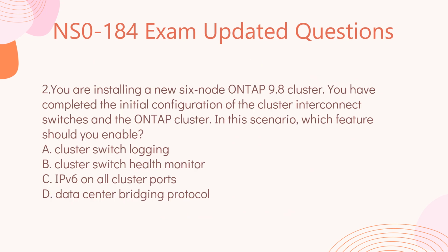2. You are installing a new 6-node ONTAP 9.8 cluster. You have completed the initial configuration of the cluster interconnect switches and the ONTAP cluster. In this scenario, which feature should you enable? A. Cluster switch logging. B. Cluster switch health monitor. C. IPv6 on all cluster ports. D. Data center bridging protocol.